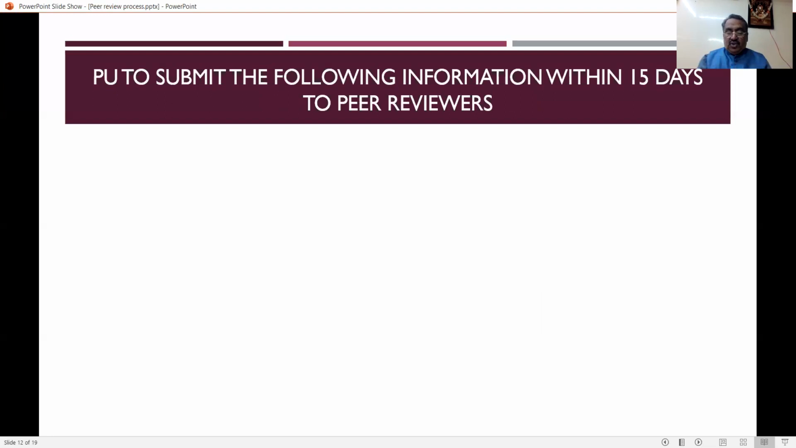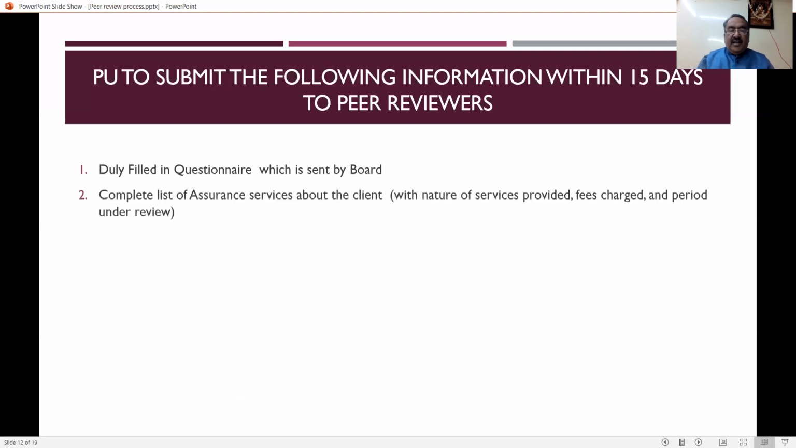Now the practice unit has to submit the following information to the peer reviewers. There is a question format that is prescribed by the board. This question format we will also discuss in the next presentation. And a complete list of assurance services about the client. That is, the nature of services provided, the fees charged, and the period under review. Period under review we discussed. What are the nature of services?